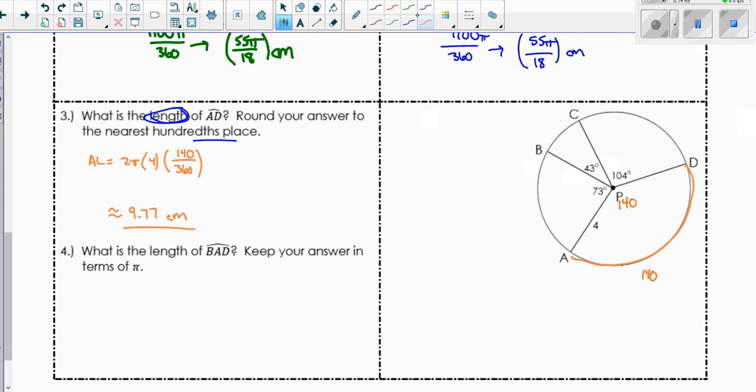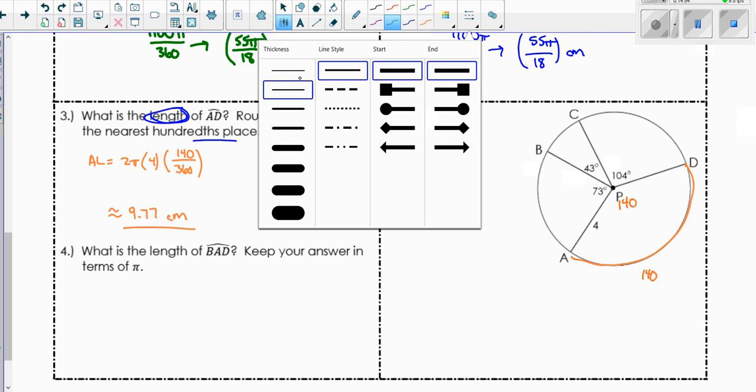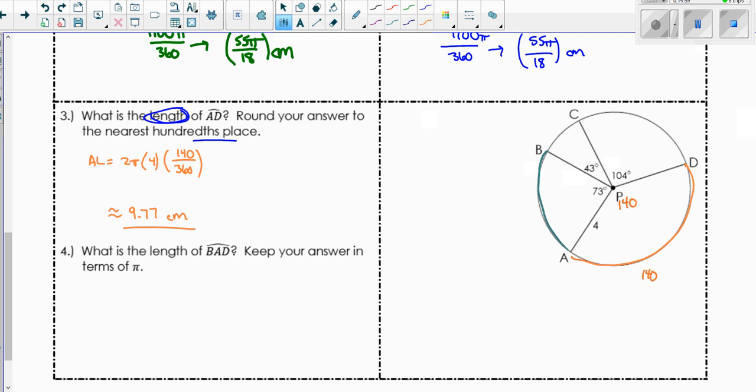Okay. The next one says, what is the length of BAD? So that means I'm going from B to A all the way around to D. So if this is 73, then this is also 73. If I add 73 and 140, what do I get? I get 213. Keep your answer in terms of pi means that it needs to be an exact answer. Pi still needs to be in your answer. So maybe try this first, and then you can unpause it, and then watch me do it.